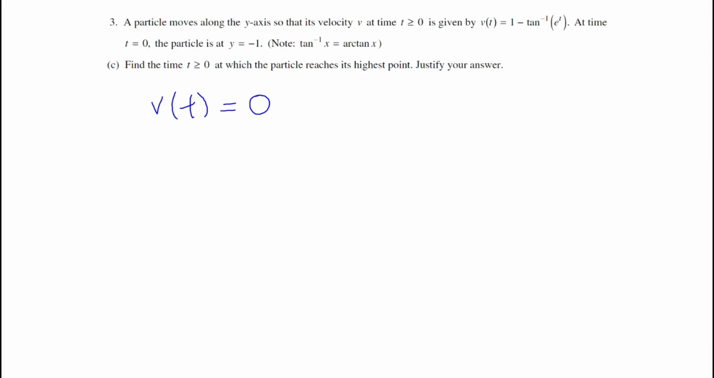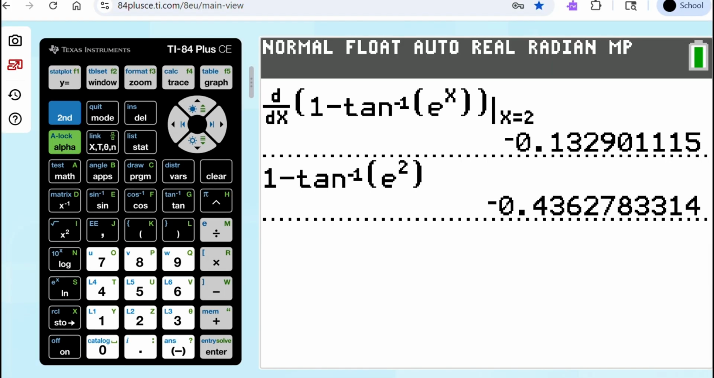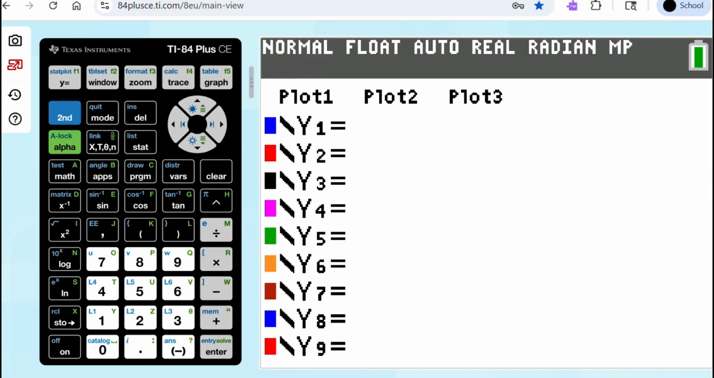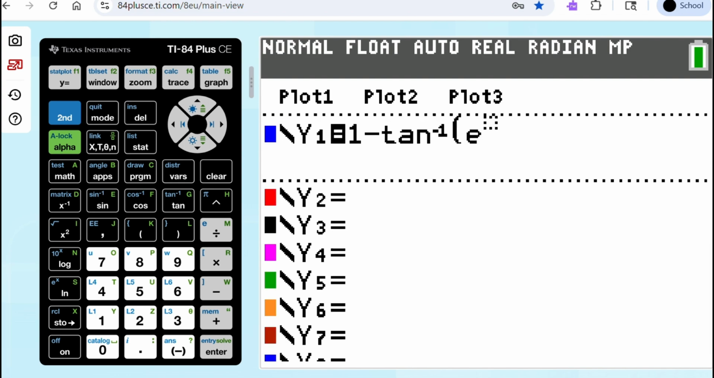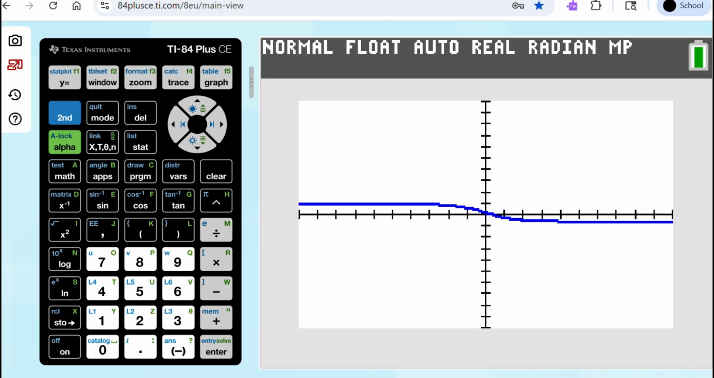And so we can just go ahead and use our graphing calculator to find that value. We can also find an exact value by hand if we want to. It wouldn't be that tough to do, but we might as well just graph it here. So we've got y equals, what was our function? It was 1 minus the inverse tangent of e to the t, or in our case, e to the x. And we weren't really given an interval here, so we'll just graph it on the standard calculator graphing here.